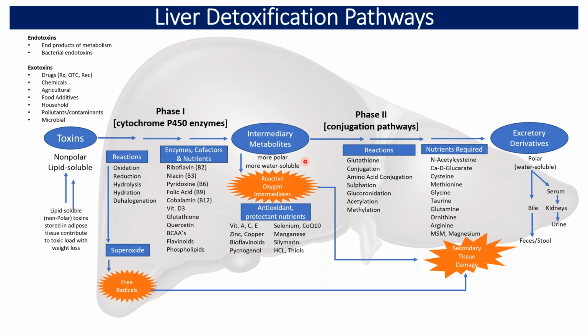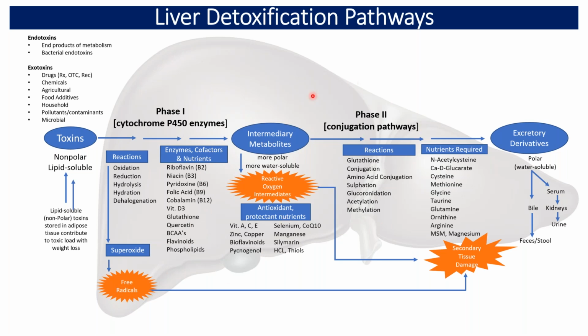In that intermediate phase, the molecules are more polar, more water soluble, but they're highly reactive intermediates, and the body requires these antioxidants to help with that intermediate stage. The more antioxidants we have, the easier we're able to transition from phase 1 detox to phase 2. And you see the list of enzymes and cofactors and nutrients needed for the cytochrome P450 enzymes to even be produced and convert over to those intermediates.